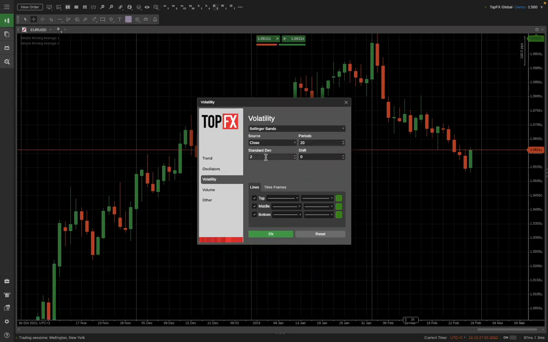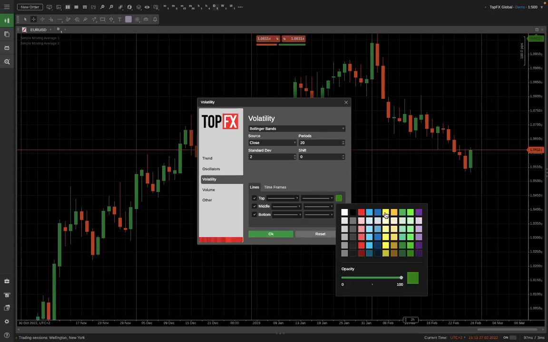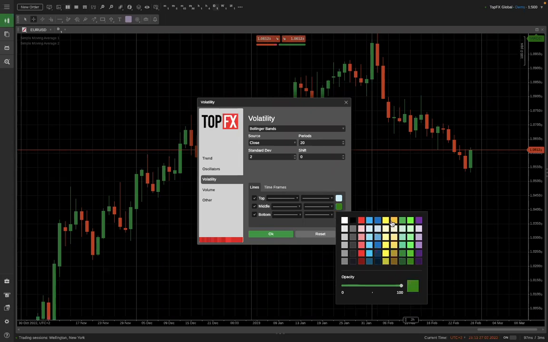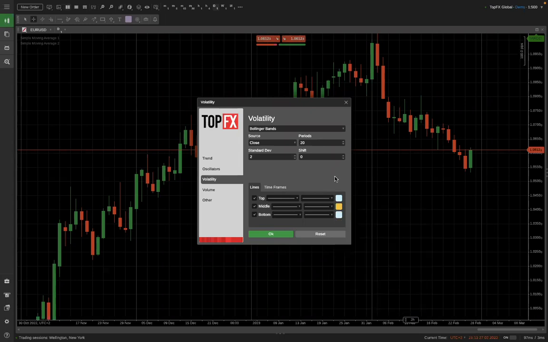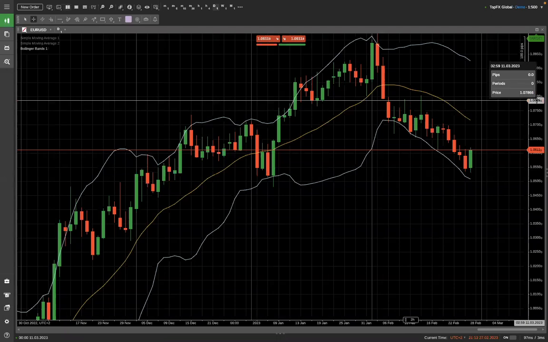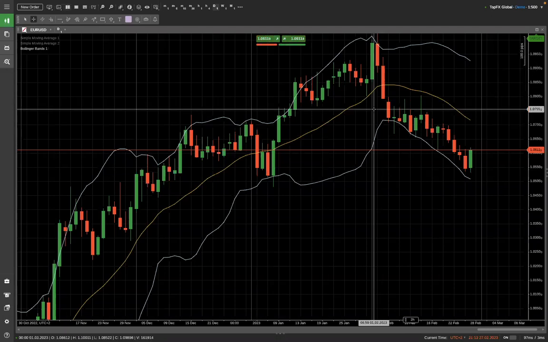Standard deviation is 2. I will tell you what it is definitely, and you can see that the top band will be, let's say, this color. The bottom band will be this color, and the middle will be orange. And this is our Bollinger Band indicator. So let's just apply it. And as you can see, something interesting is going on here.